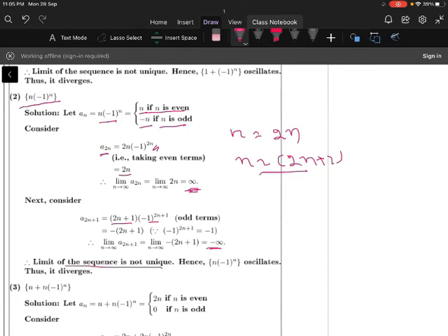Therefore the limit of the sequence is not unique, and hence the sequence n times (-1)^n oscillates between minus infinity and plus infinity. Therefore, the given sequence is a divergent sequence. But here I did not apply the epsilon-delta definition because we don't know the limit point. If you know the limit point, we can apply that definition to show whether this sequence is convergent or not. But here we don't know the limit point, so we just apply the limit to the sequence.